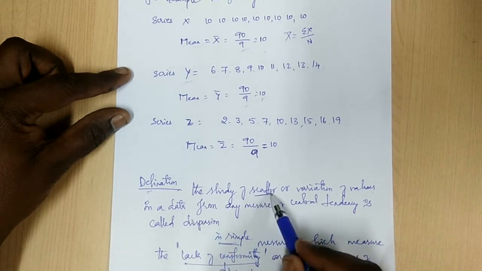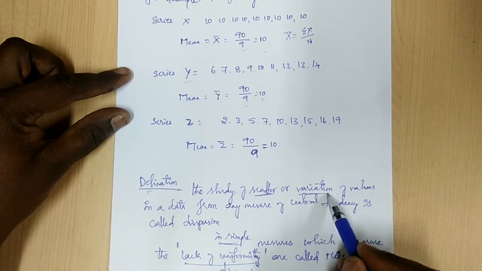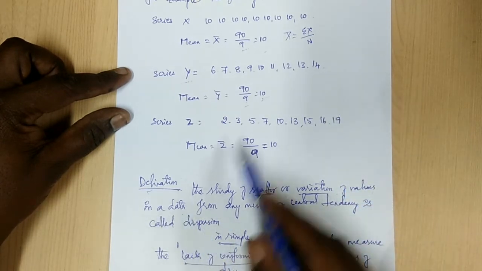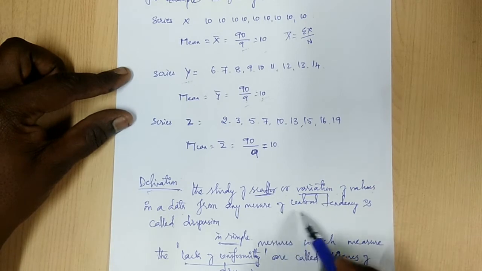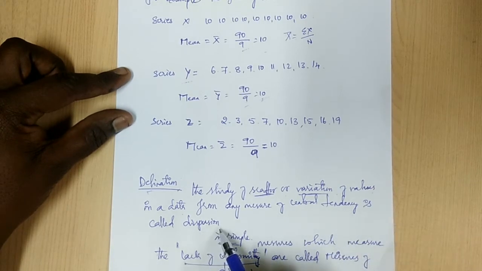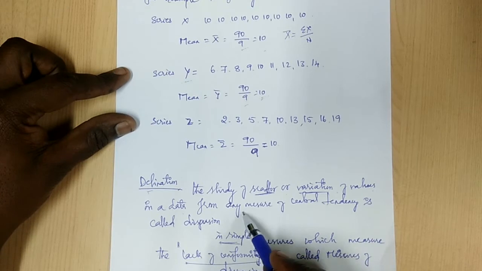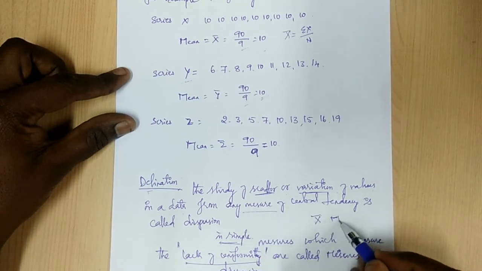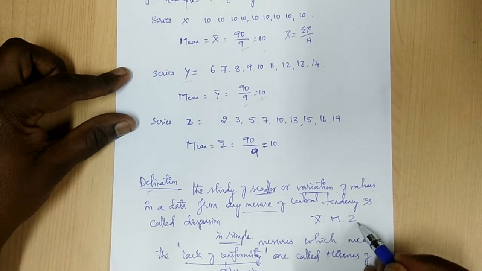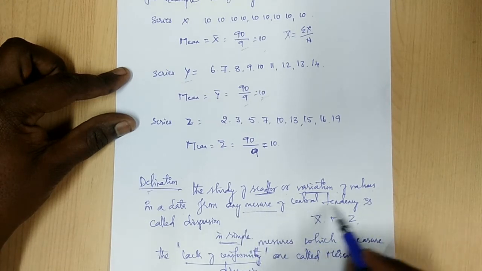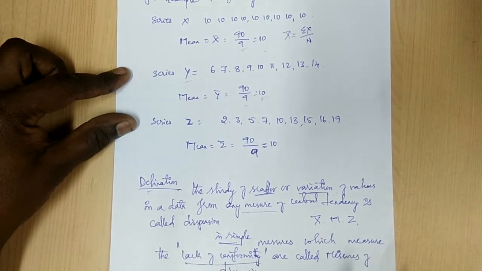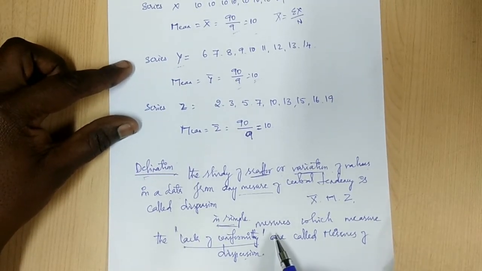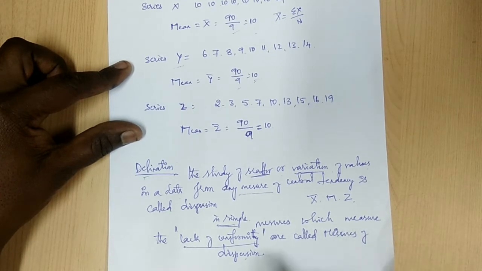The scatter or variation of different values in a data from any measure of central tendency is called dispersion. In this case, it may be the mean, or the median, or the mode. Any measure of central tendency is used. In simple terms, the measures which measure a lack of uniformity are called the measures of dispersion.